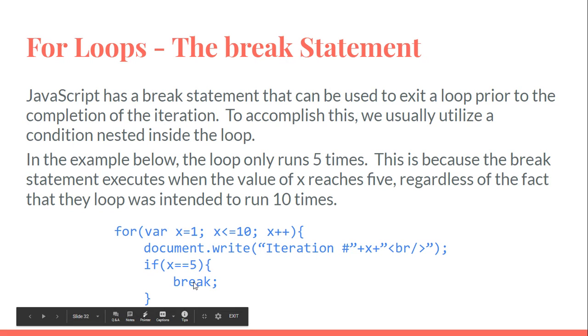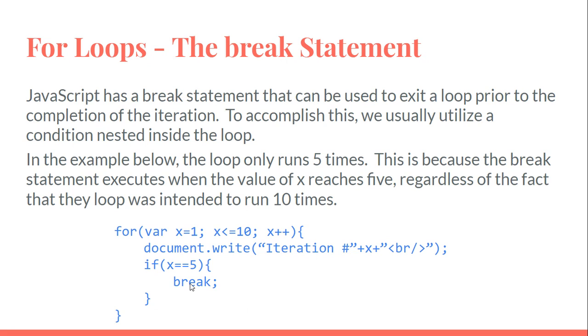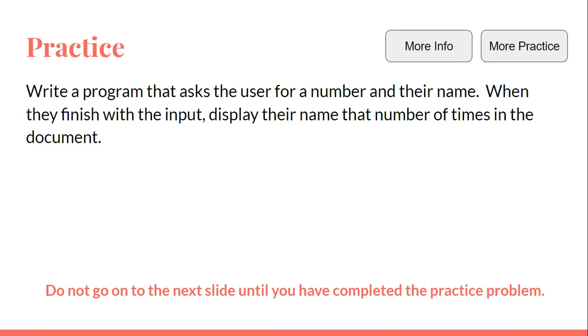So it's going to run at 1, 2, 3, 4. It's going to output iteration number 5, and then it's going to see this. It is going to leave the loop, and it's going to continue with the rest of the program. So if for some reason you need to get somebody out of a loop, this is one way to do it. Okay, here's some practice.